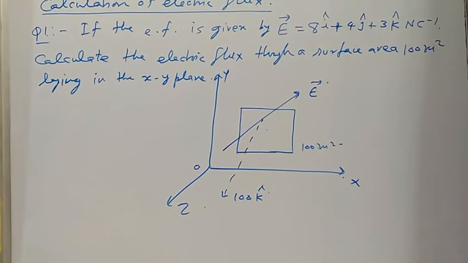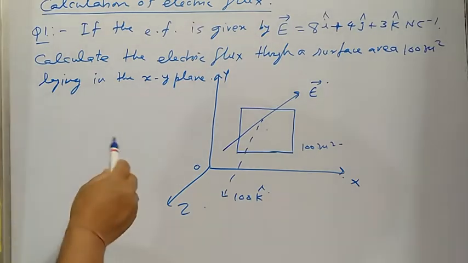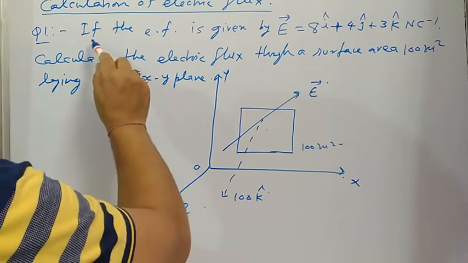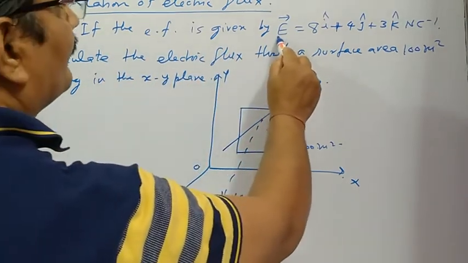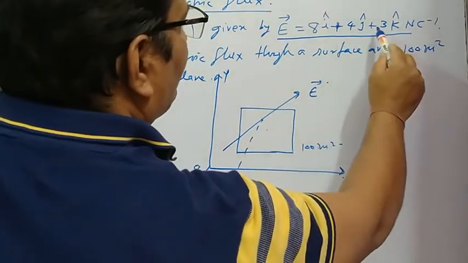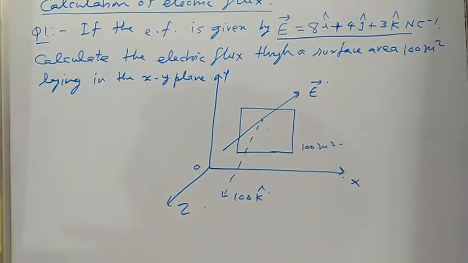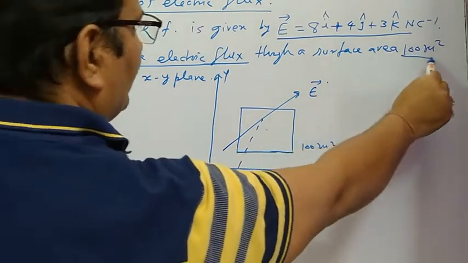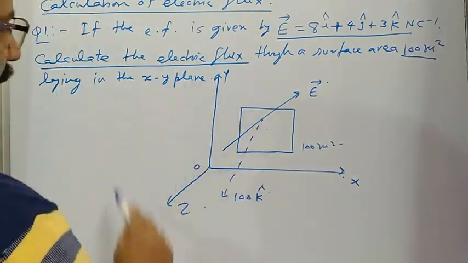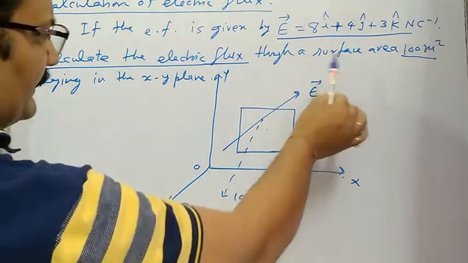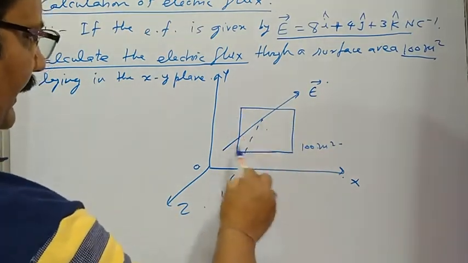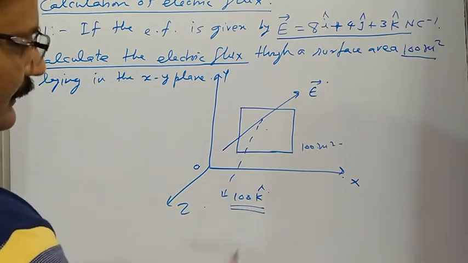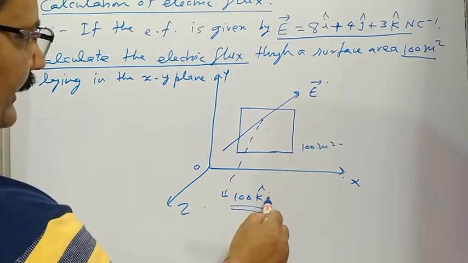Students, this is a numerical question to calculate the flux associated with a surface. In the question, an electric field is given by vector E equals 8 i cap plus 4 j cap plus 3 k cap Newton Coulomb inverse. Calculate the electric flux through a surface of area 100 meter square lying in the xy plane. If the surface is lying in the xy plane, the area vector is going to be towards the z axis, that is 100 k cap.